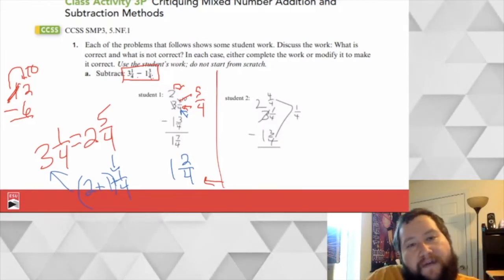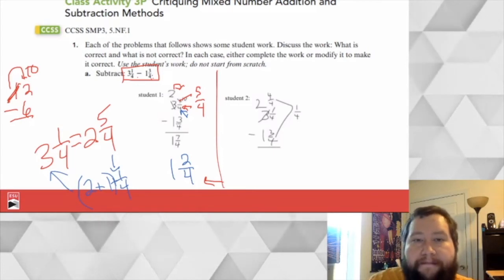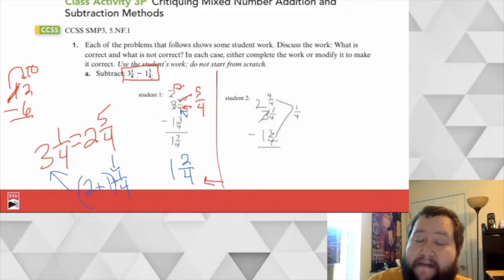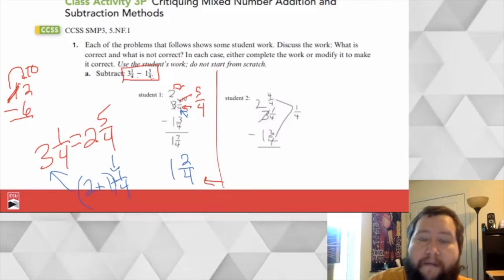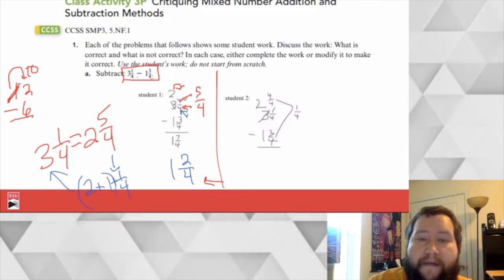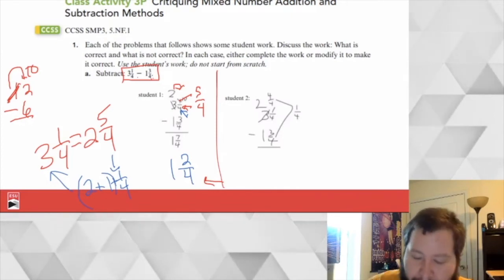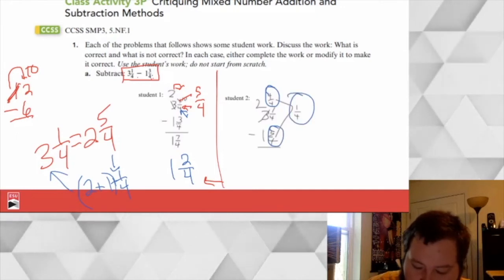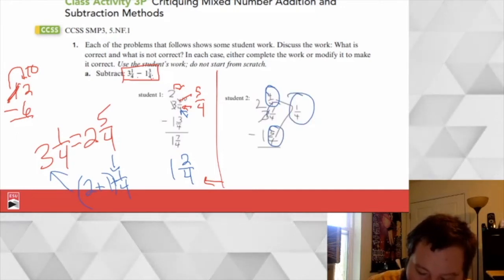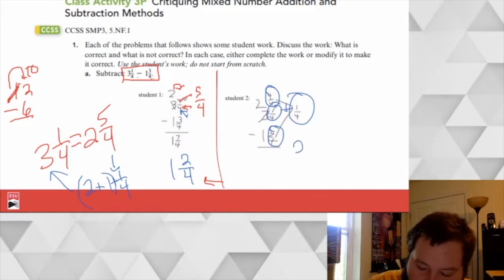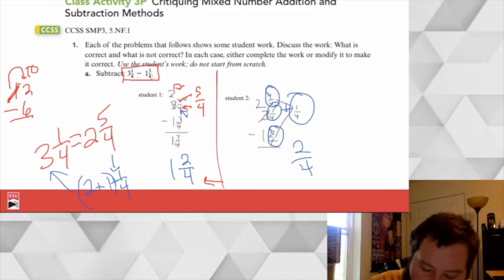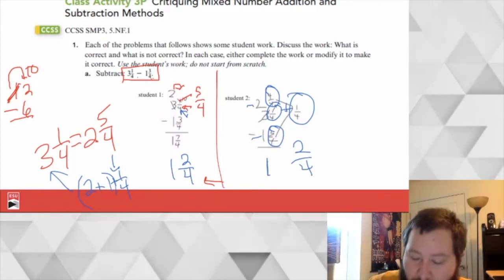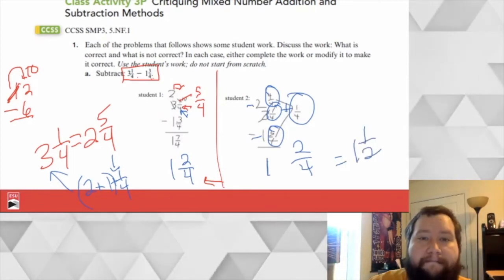Now here for student 2, it's the same problem. They cross out that 3, make it a 2, and I saw that they needed 4 out of 4, but 4 minus 3 is 1/4. So they did 4/4 minus 3/4 is 1/4. But we still have this 1/4 here, so let's add on. So that's 2/4. And then 2 minus 1 is 1. 1 and 2/4, or 1 and a half.